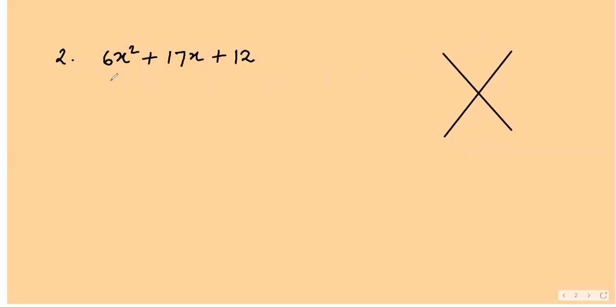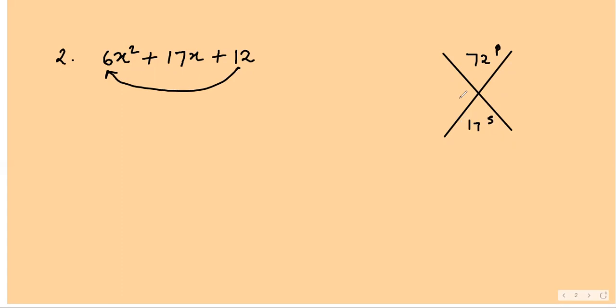Now coming to the second question, it has coefficient of x squared 6 and the constant term is 12. So we'll take the product of these two. This is 72 and the middle term is 17, so we'll write 17 here. The product has to be 72 and the sum has to be 17.